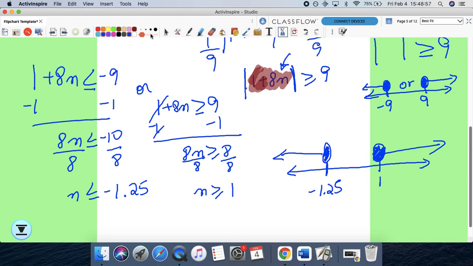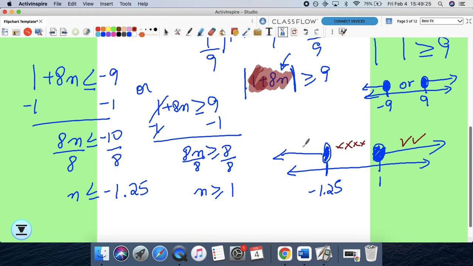And obviously I'm going to pick 0 because 0 is somewhere here. So 8 times 0 is 0. 0 plus 1 is 1. Is the absolute value of 1 greater or equal to 9? No. So these numbers don't work. Let me pick a number here. Let's pick 1. 8 times 1 is, sorry, 8 times 1 is 8. 8 plus 1 is 9. The absolute value of 9 is 9. Is 9 greater or equal to 9? Yes. So numbers here seem to work.